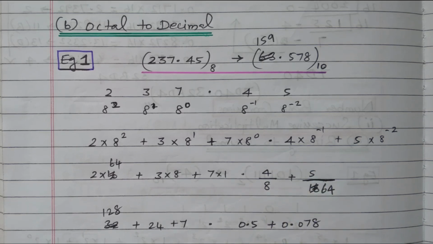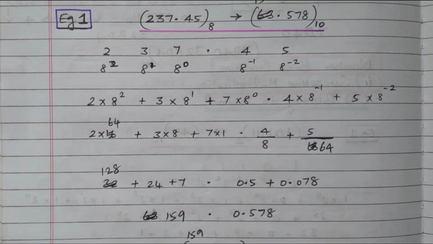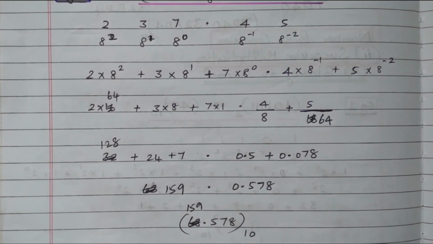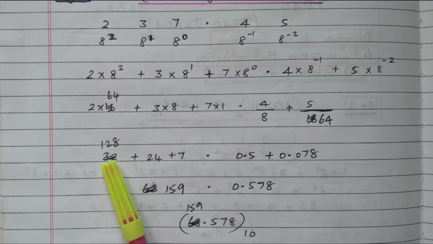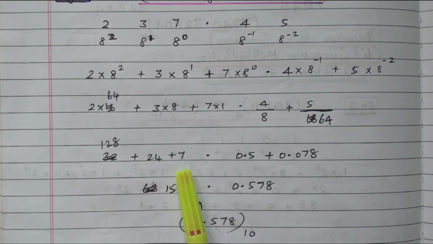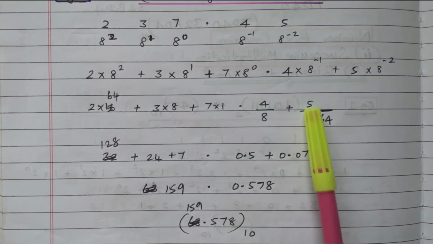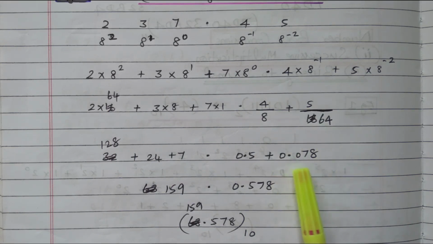Now we can simplify this value. 2 into 64 is 128. 3 into 8 is 24. 7 into 1 is 7. 4 divided by 8 is 0.5. Similarly, 5 divided by 64 is 0.078. We got these values. Now we can add them: the 3 whole values and the 2 fractional values.